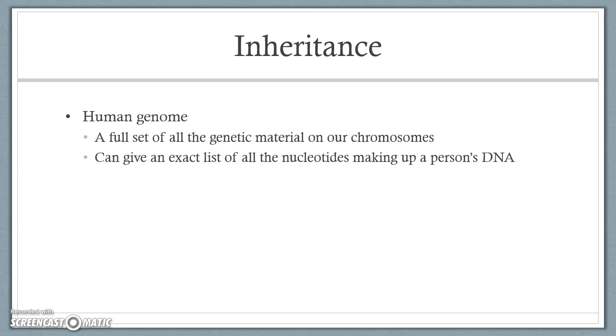Scientists have mapped out the human genome, or the full set of all the genetic material on our chromosomes. Not only can they identify which traits are on what chromosomes, they can identify their loci as well. Because a gene is made up of all the nucleotides needed to code for one protein, they can also list the person's nucleotides.